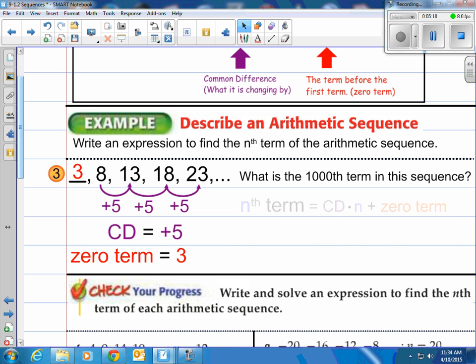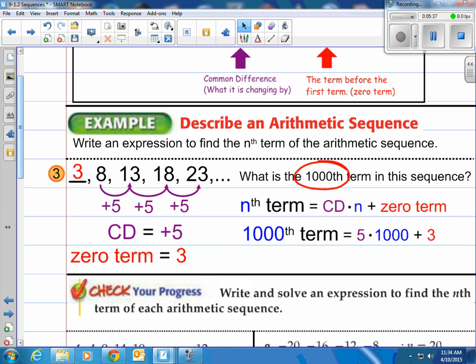Then you plug it into this formula, which is the one in the box up there. The nth term is the common difference times the term you're looking for. In this case, you can see they're actually asking us for the 1,000th term. So that would be 1,000, and then plus the 0 term, which would be 3 here. So let's plug those numbers in. 1,000th term is going to be 5 times 1,000. Of course, that's 5,003. So the 1,000th term will be 5,003. That saves a lot of time because we don't want to sit there and write 1,000 terms out.